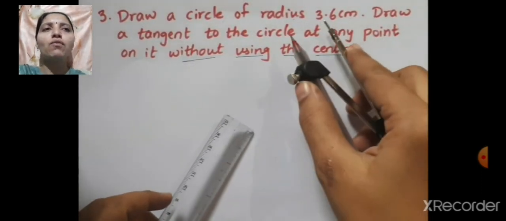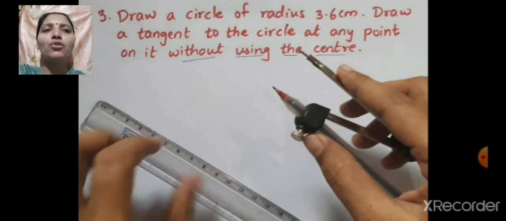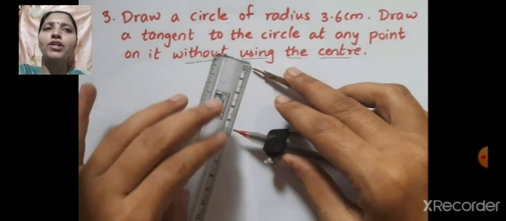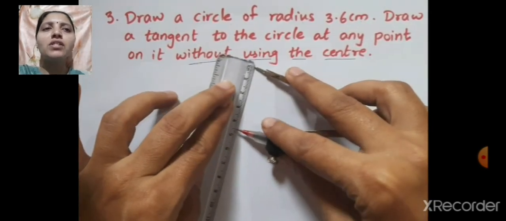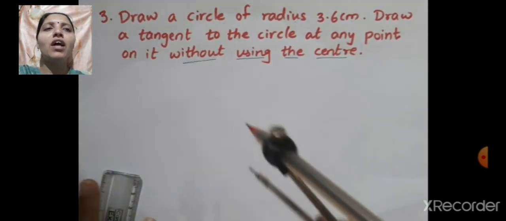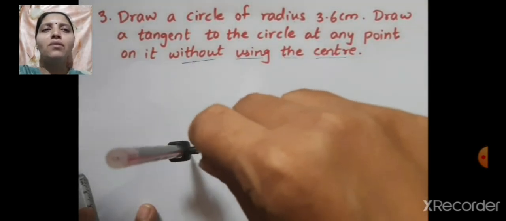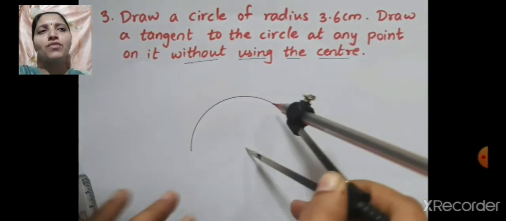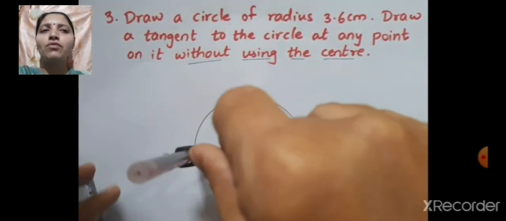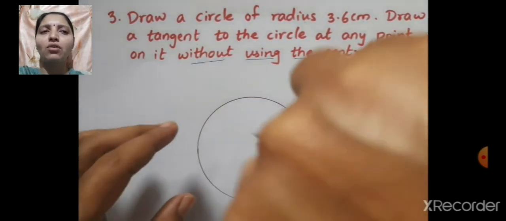Okay. So first here you have to draw a circle of radius 3.6 centimeter. So in the compass you will take distance of 3.6 centimeter and you will draw one circle here. Again, these types of sums also can be asked for 1 or 2 marks. So no need to draw the rough figure.